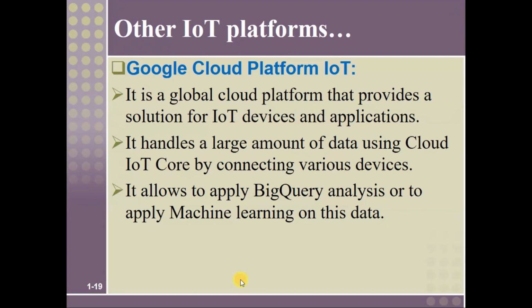Another one is the Google Cloud Platform for IoT. It is a global cloud platform that provides solutions for IoT devices and applications. It is also used to handle large amounts of data using Cloud IoT Core by connecting a various number of devices together. Specifically, it allows you to apply BigQuery analysis or machine learning on such data.